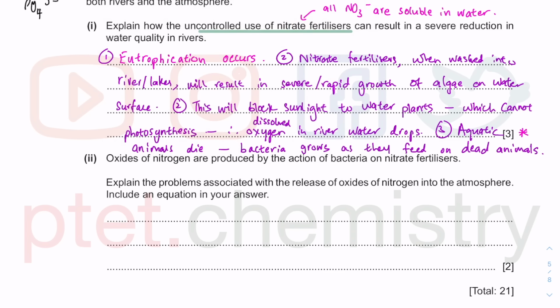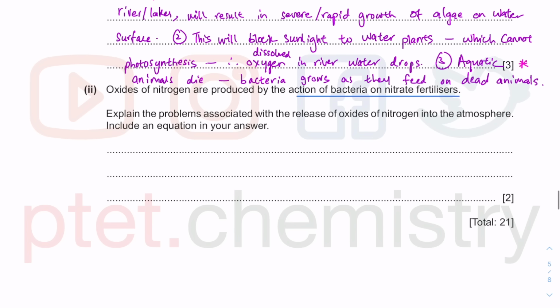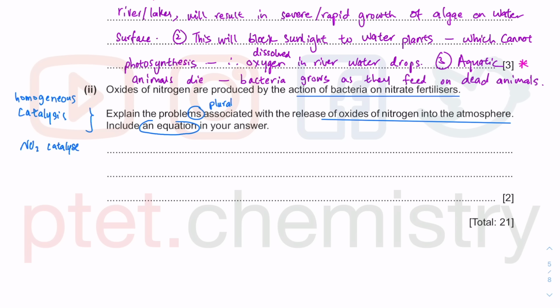What next? Oxides of nitrogen are produced by the action of bacteria on nitrate fertilizer. Explain the problems, so there's plural there, and then release of oxide of nitrogen into the atmosphere. Include an equation, so you need to have at least one equation. So oxides of nitrogen into the atmosphere, this is about catalysis. This is about homogeneous catalysis in the upper atmosphere, where we have NO2 catalyze SO2 going to SO3. So they say something about an equation.